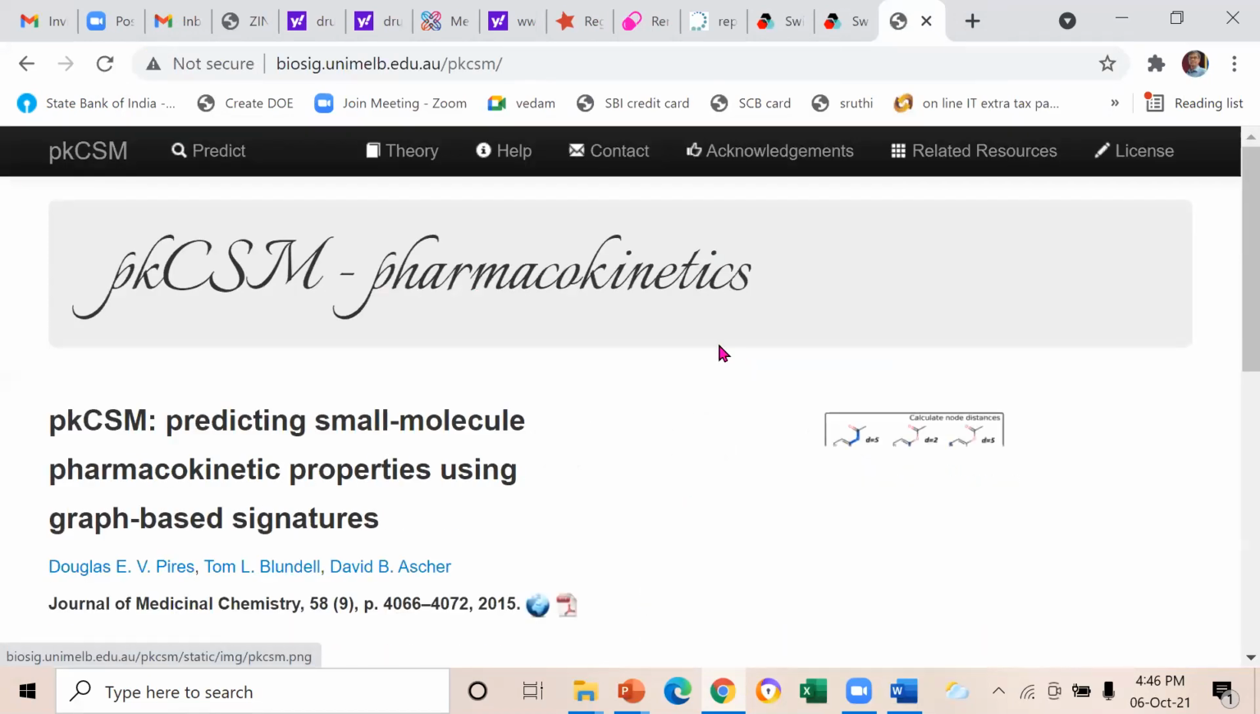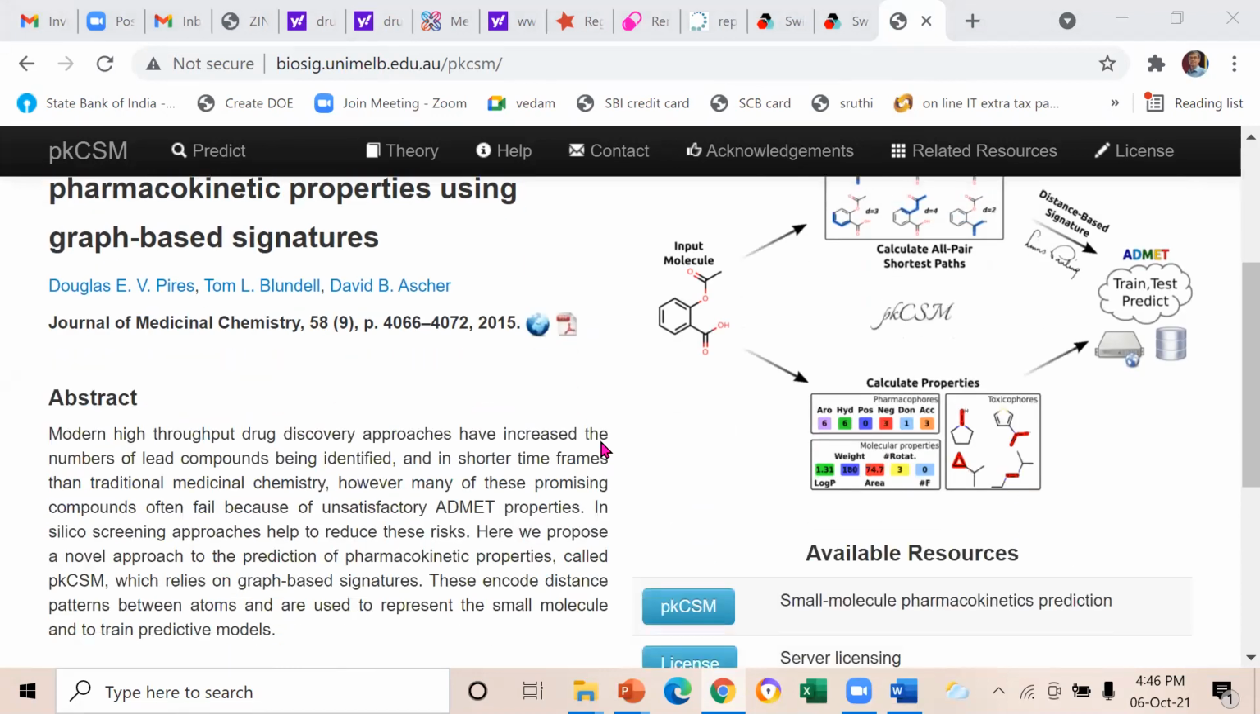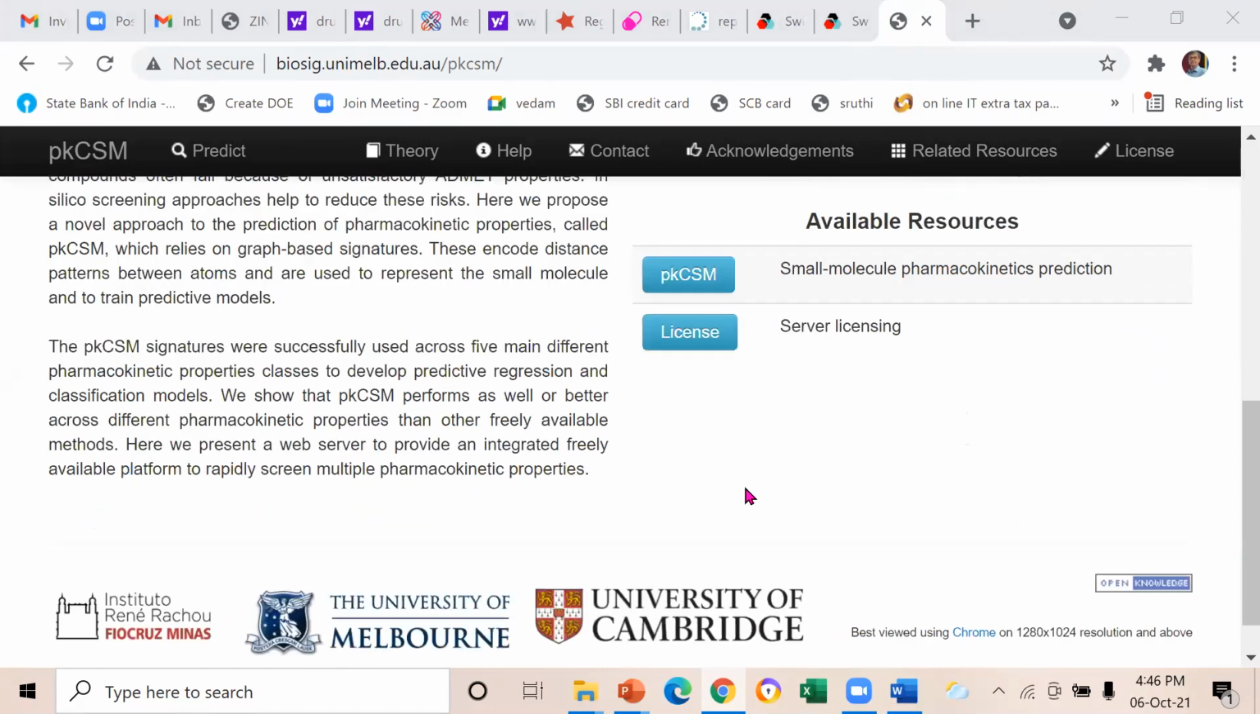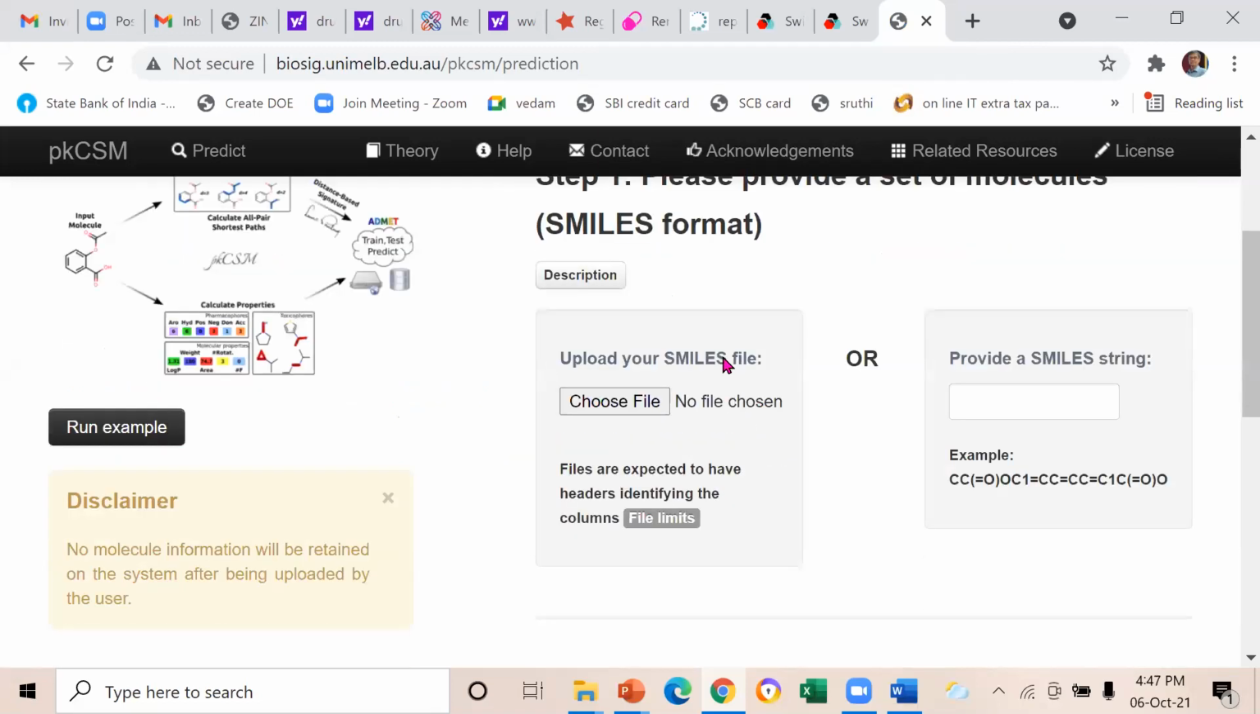Okay, this is another software, which can calculate pharmacokinetics and toxicity. Upload SMILES here again.